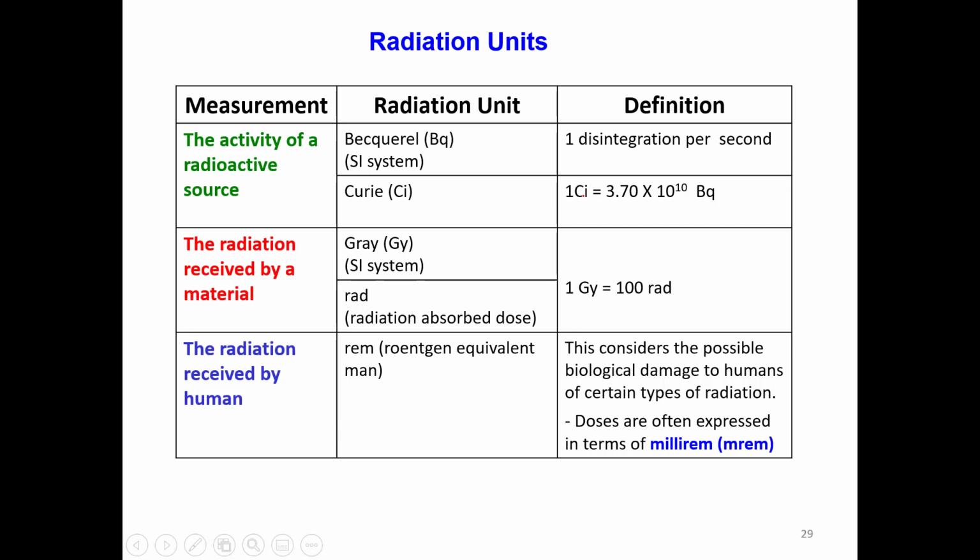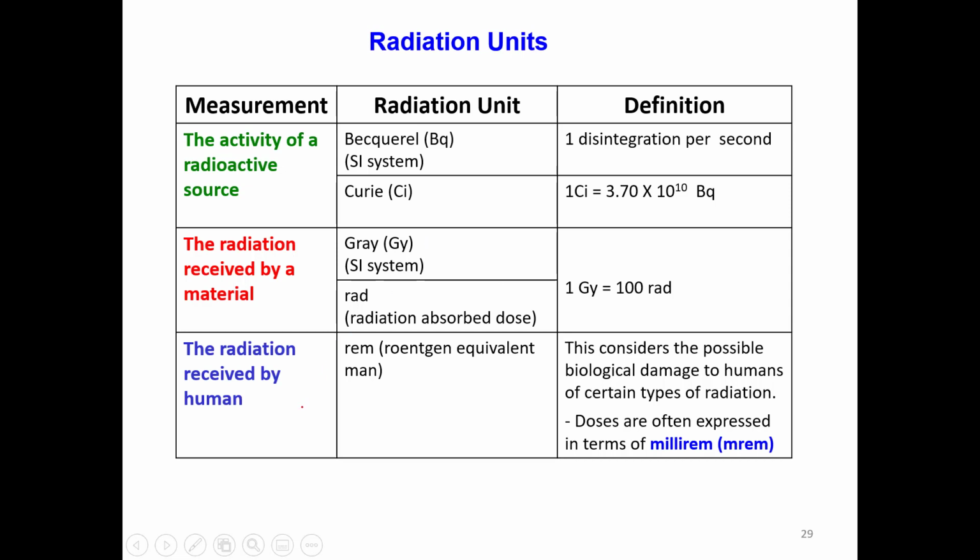In Curie units, 1 Curie equals 3.7 times 10 to the power 10 Becquerel. Another way we can measure the radiation is the radiation received by a material. Then the unit in this case is the gray, which is the unit in the SI system, or it can be rad, which is the radiation absorbed dose. And this is the equivalence between these two units.